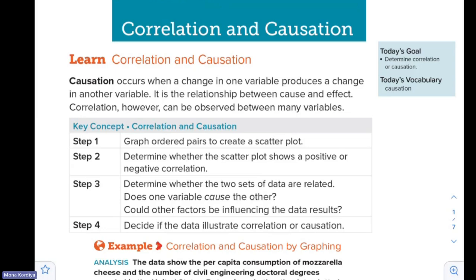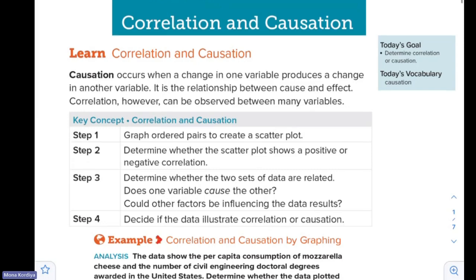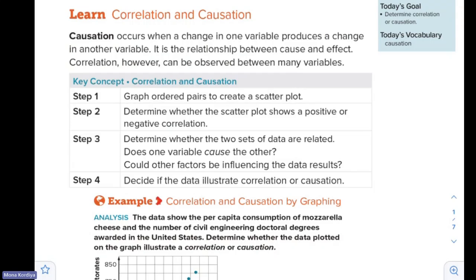To decide whether the correlation is causation or not, or whether there is correlation or no correlation, we need to graph the ordered pairs to create the scatter plot. And then we will decide whether the scatter plot is increasing or decreasing, so it's positive or negative correlation. And then we are going to determine whether the two sets are related. Does one variable cause the other? Could other factors be influencing the data results? And then we are going to decide whether it's causation or not causation.